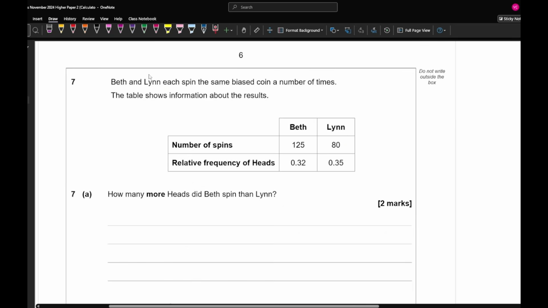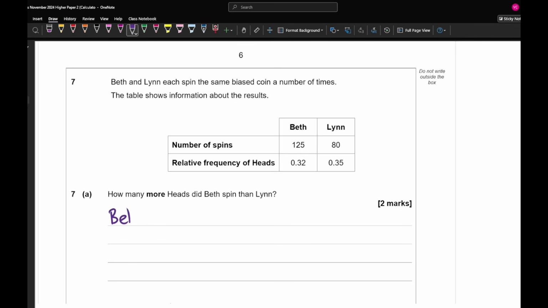Moving on to question 7, it says Beth and Lynn each spin the same biased coin a number of times. The table shows information about the results, and the question is asking us how many more heads did Beth spin than Lynn. So for this, what I need to do is to first of all work out how many heads did Beth and Lynn have.